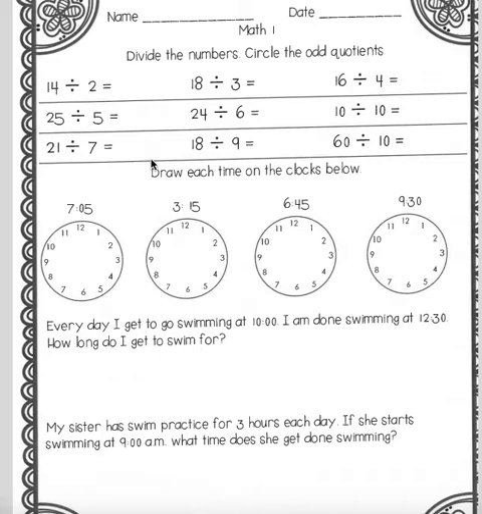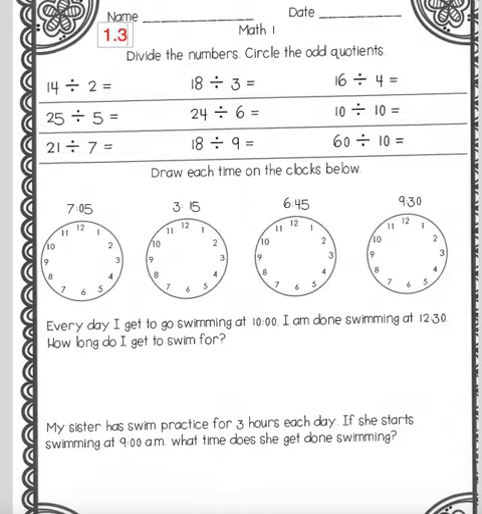Miss Moreau again. So I will be going over page 3 of the math packet. So let's get started. I'm going to add a little note up here about odd numbers, because this time it wants us to circle the odd quotient.